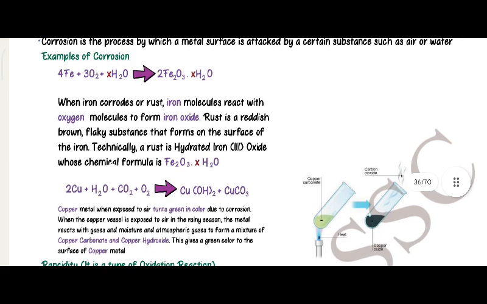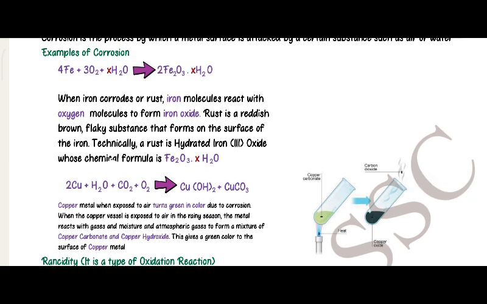When iron corrodes or rusts, iron reacts with oxygen to form iron oxide. Rust is a reddish brown flaky substance that forms on the surface of iron. Technically, rust is hydrated iron(III) oxide, whose chemical formula is Fe2O3 with x moles of H2O.